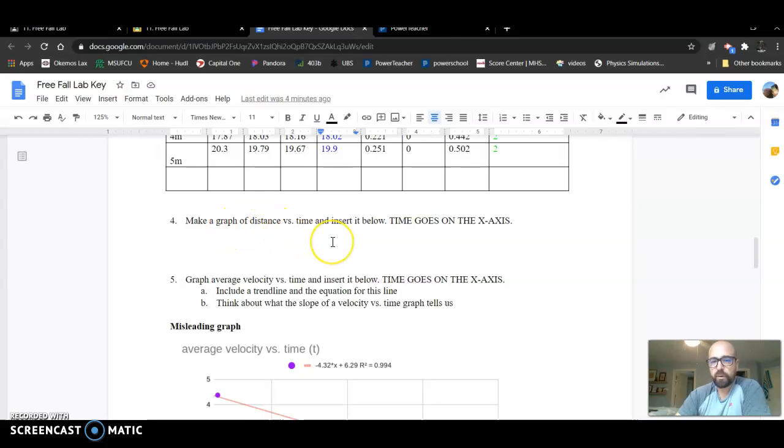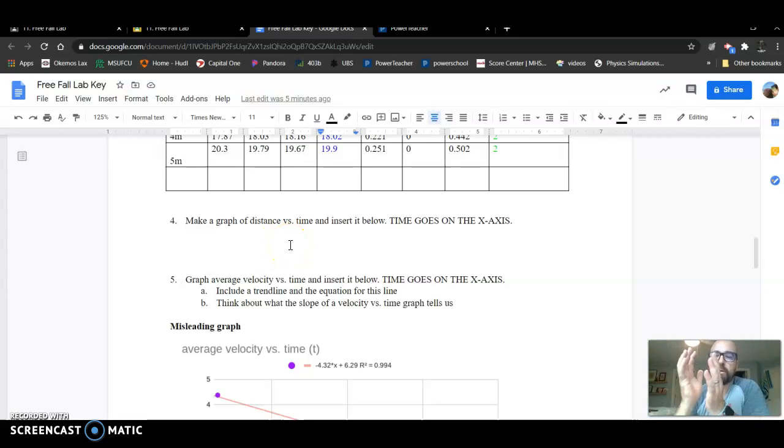So the whole idea here is that the acceleration due to gravity is constant. It's a constant acceleration. That means that the velocity or the speed is going to change. So your graph of distance versus time, a lot of kids put a trend line in there. I did not want you to, because the shape of that would be a curve. That's an exponential relationship that exists there.